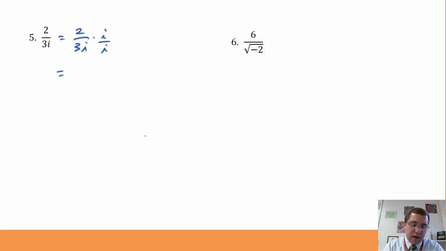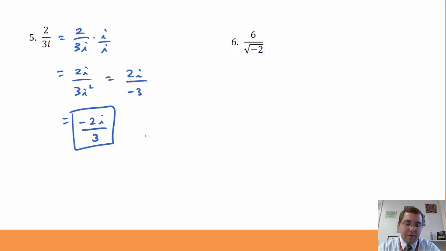Here's what happens. The top is 2i. The bottom is 3i times i. That's 3i squared. So this is really 2i over, what's i squared? Negative 1. So this is really 2i over negative 3. You can leave your answer like that, or you can bring the negative up to the top. Doesn't matter. Negative 2i over 3.